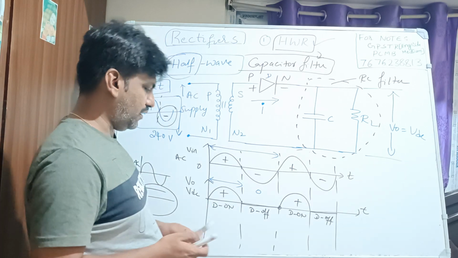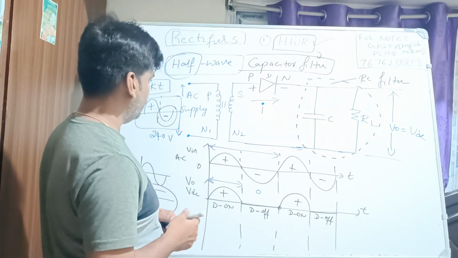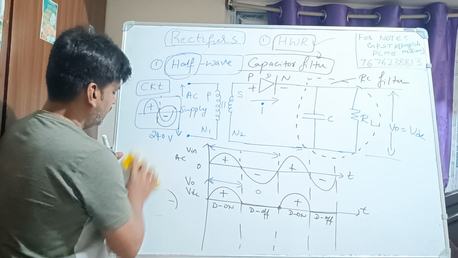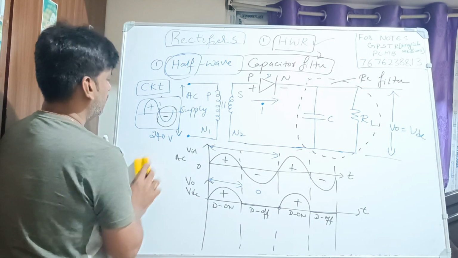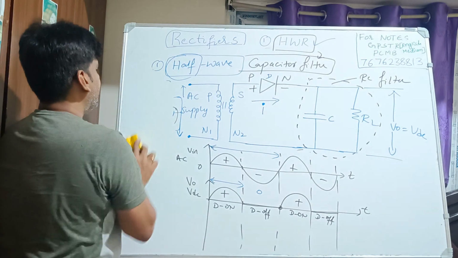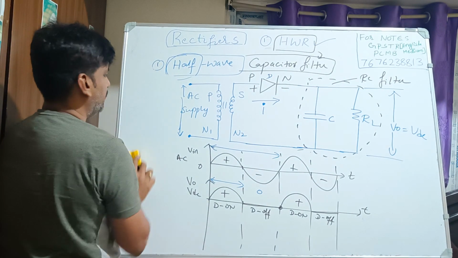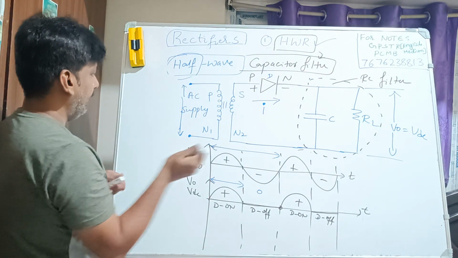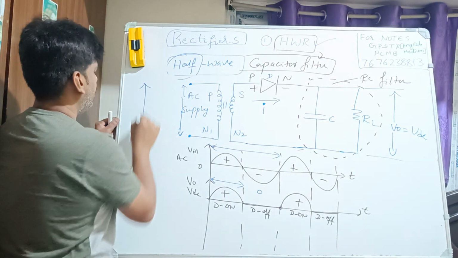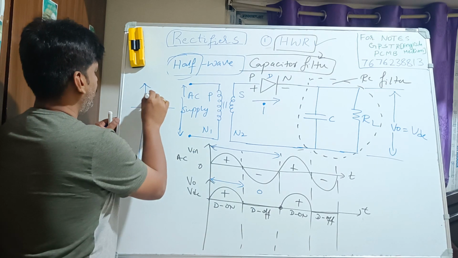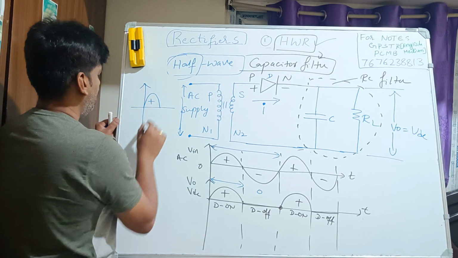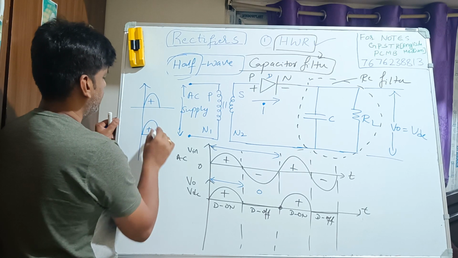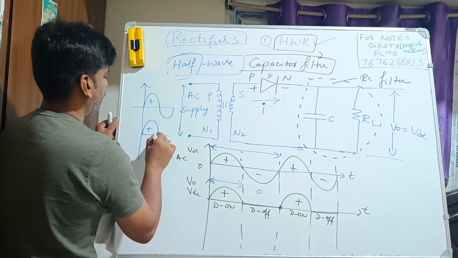So what exactly is happening now? For this, we should see the positive half cycle and the negative half cycle thoroughly. Suppose now, see here, we are taking this positive half cycle, and here what type of waveform did you get? Like this, right? And in the negative half cycle, we are not getting anything.